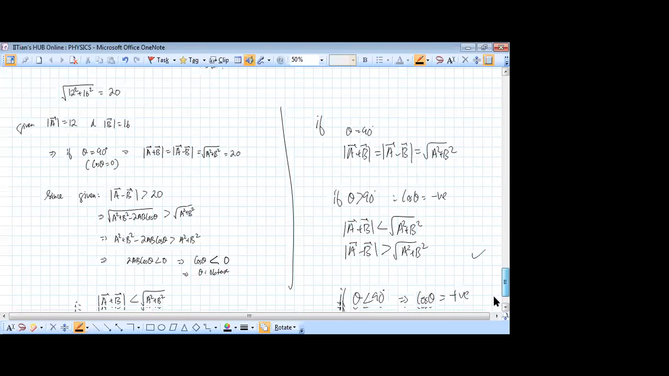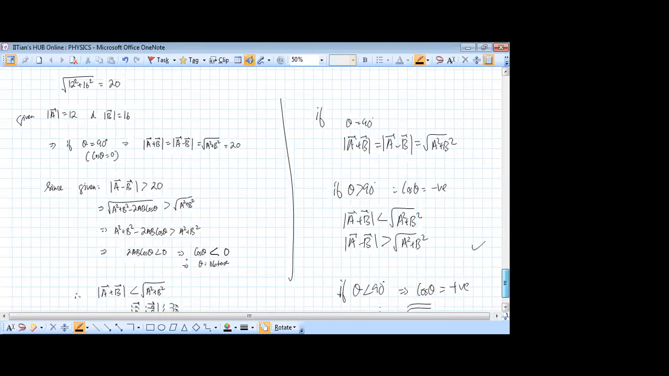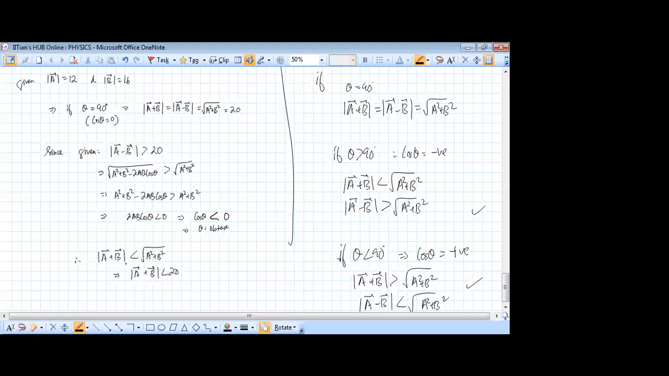So, if cos theta is less than 0, not only is mod of a minus b greater than 20, but it also means that mod of a plus b is becoming less than 20. If cos theta is negative, the difference of the two vectors will have a mod greater than 20 now, and the sum will have a mod of less than 20.